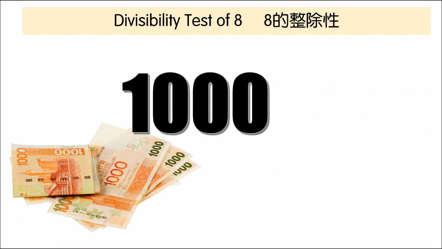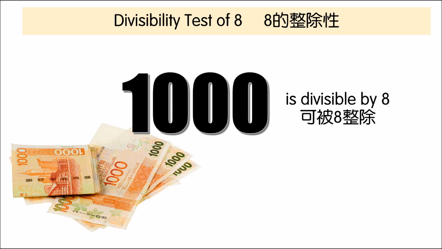Lastly, now let's go to the divisibility test of 8. 8 is related to 1,000. Same as 4, 1,000 is divisible by 8. We can use the same principle as the divisibility test of 4.